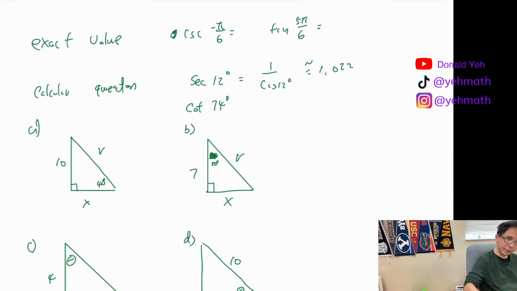However, using calculator question, can I ask you secant pi over 12? This one's harder because you want to convert your calculator to radian setting, and you need to figure out where the pi over 12 is in your calculator.